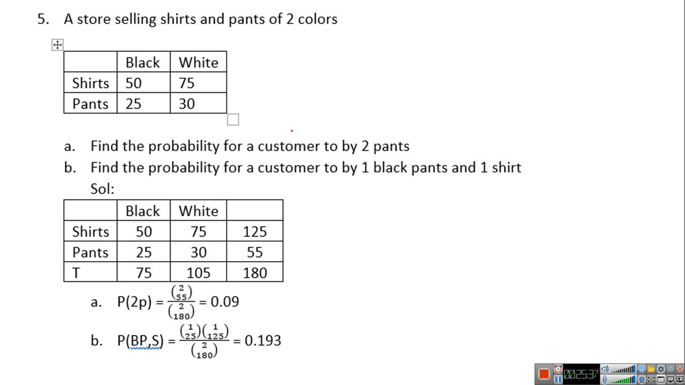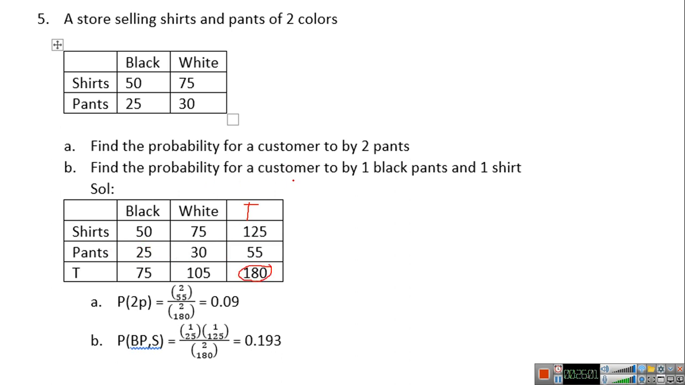Number 5: a store sells shirts and pants in two colors, black and white. You have the table given. Find the probability for a customer to buy two pants. If you want to put the total, you add shirts and pants. I want two pants, so it's 2 out of 25 over the total.